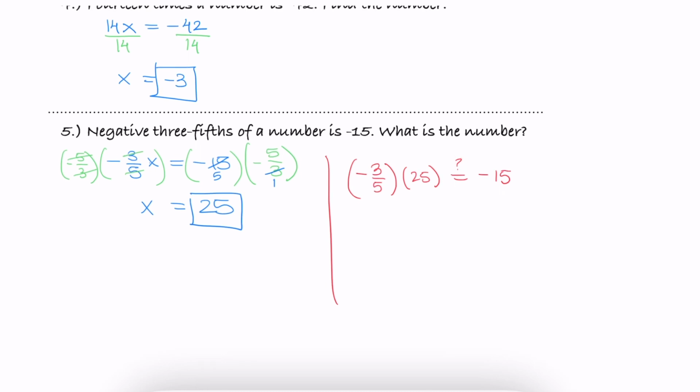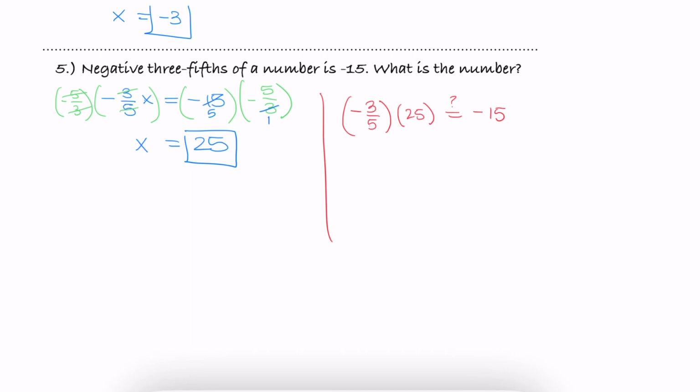So negative 3/5 times 25, cancel, cancel. Negative 3 times 5 is negative 15. So that checks out.